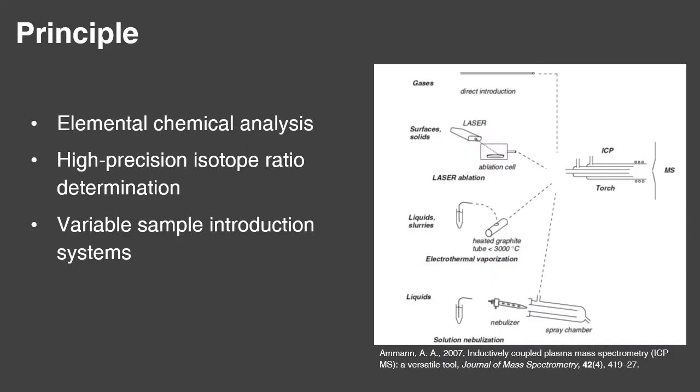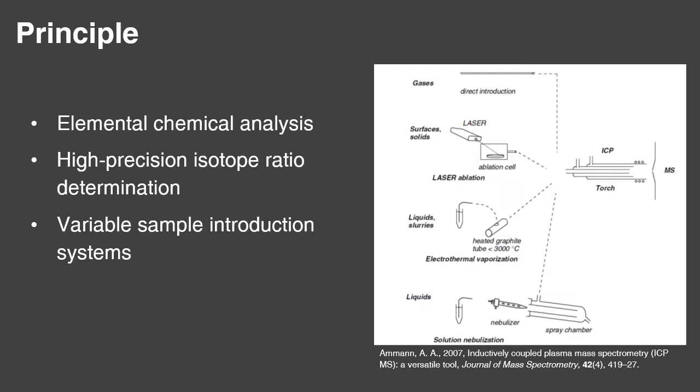ICP-MS can be used for elemental chemical analysis as well as for high-precision isotope determinations. Different setups exist that are specialized for each of these applications. Furthermore, ICP-MS instruments can be coupled with variable sample introduction systems suitable for, for example, liquids and solids. This versatility makes ICP-MS one of the most commonly used analytical techniques in geochemical and archaeometric research facilities and commercial laboratories. In the following, I will briefly go through the principal components of an ICP-MS.